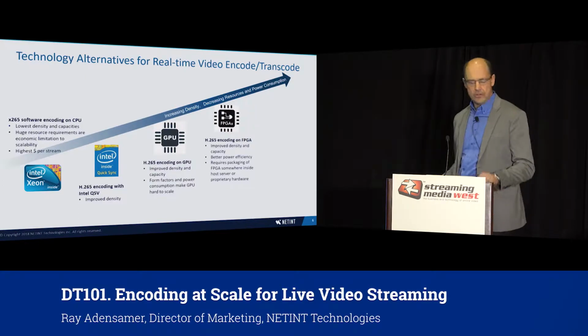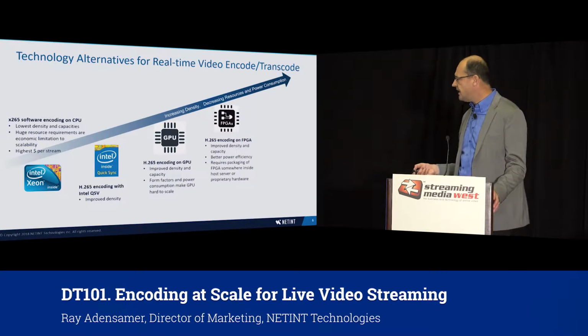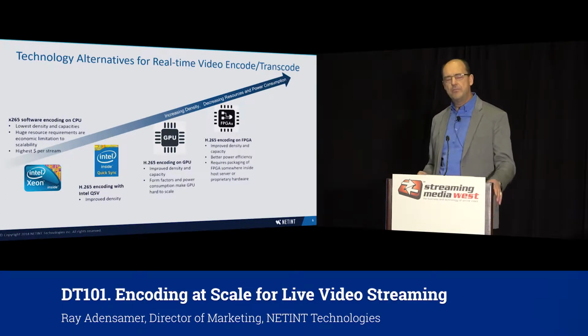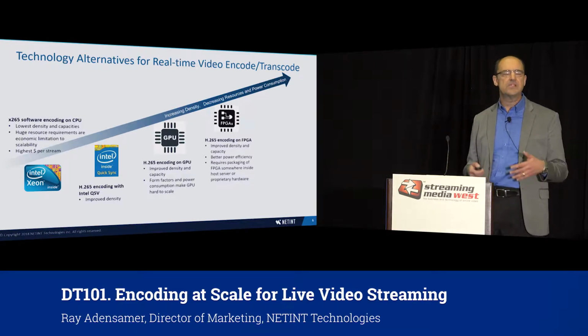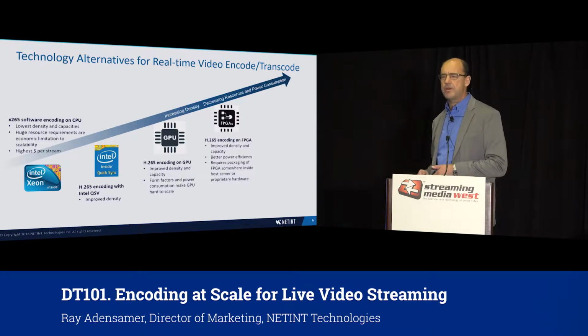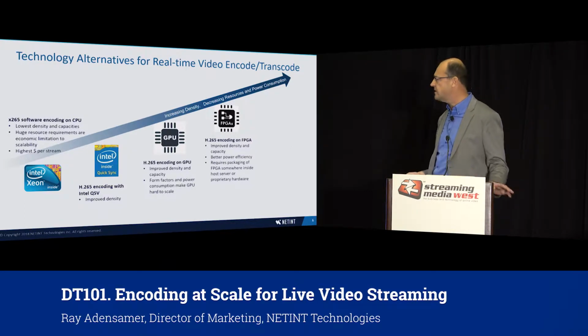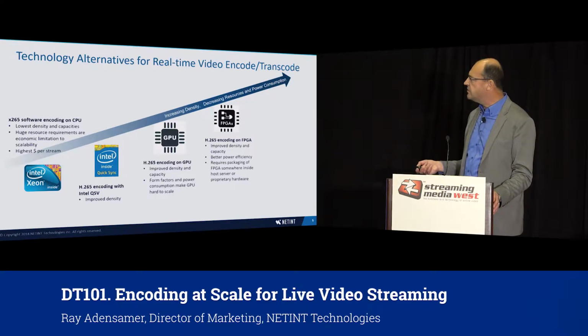So how do you deliver transcoding in the network today? So most of the transcoding and encoding done today is using software on a CPU. The biggest benefit of doing it in software is it's flexible. You can use that CPU capacity for when you're not doing encoding or transcoding. You can use it for your billing, you can use it for your data analytics, things like that. But in reality, this is going to give you your lowest density and capacities. There are huge resource requirements and economic limitations to the scalability of this type of architecture.